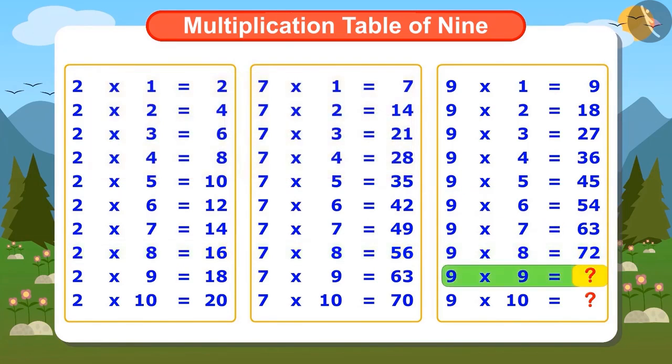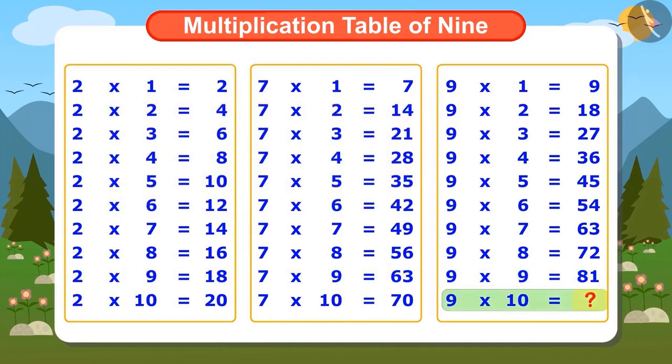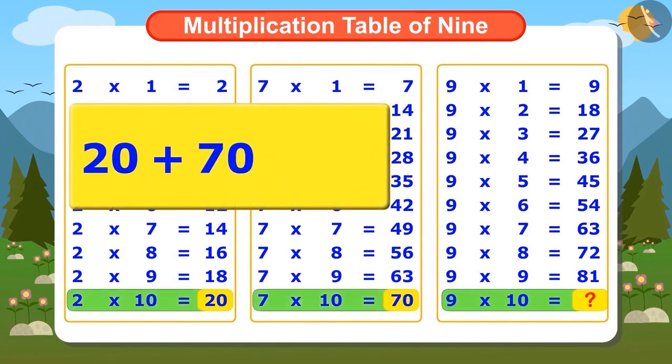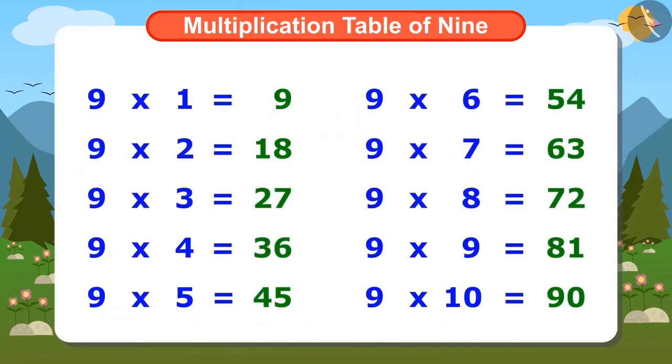To find 9 times 9, we will add 18 and 63. The answer is 81. Now let's add 20 and 70 to find the last number, which is 90. Vandana has written the entire table of 9.